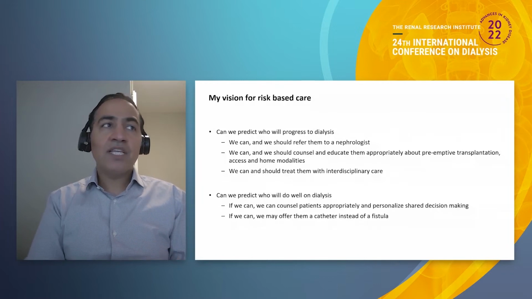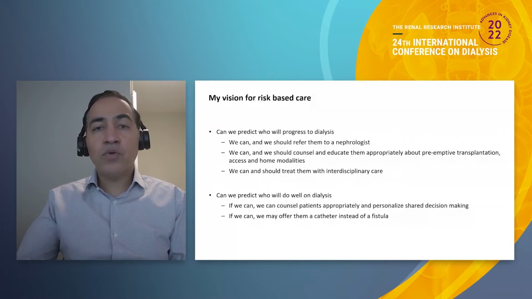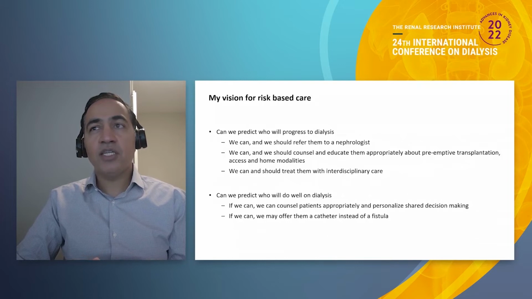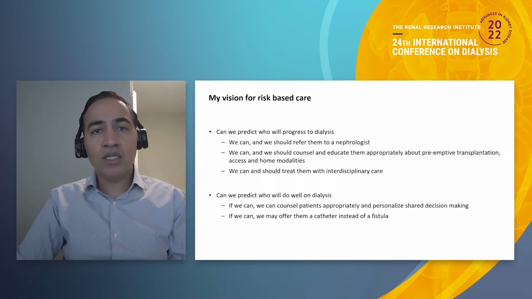Now, once they have established kidney disease, we need to predict who's going to progress to dialysis. And we've been doing that for at least the last 10 years, using the kidney failure risk equation. People who are high risk with stage 3 CKD should be referred to a nephrologist. Once they have stage 4 CKD, a certain group of them needs counseling, education about preemptive transplant, access at home modalities, and needs interdisciplinary care.